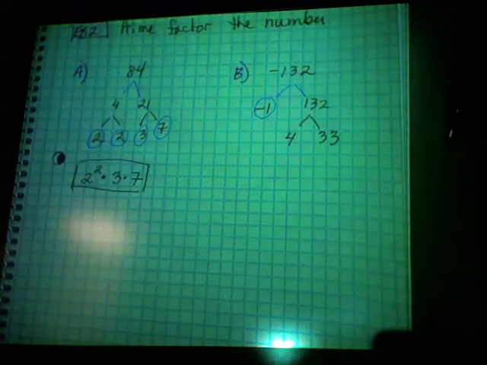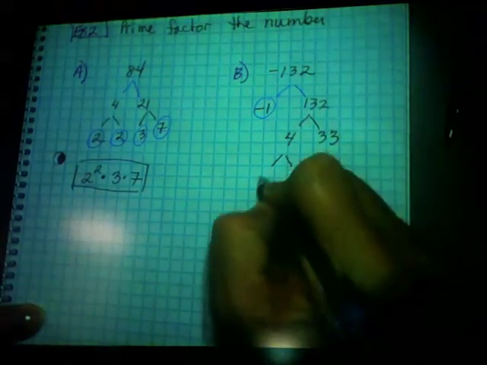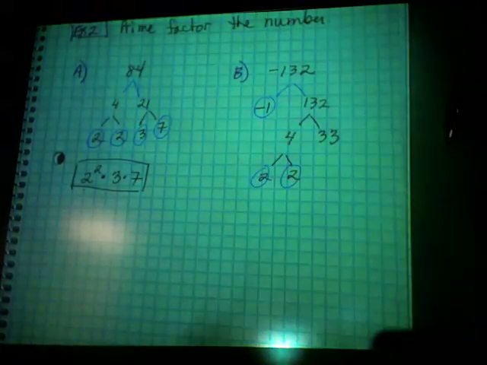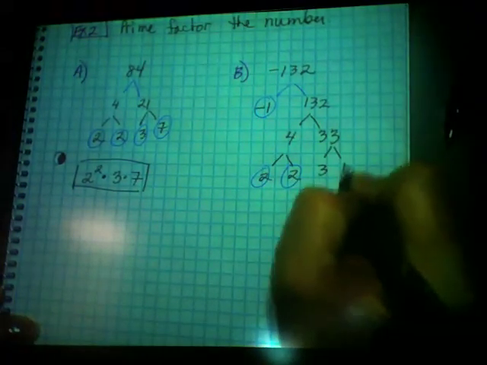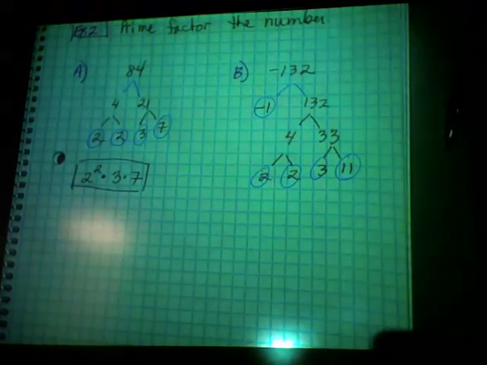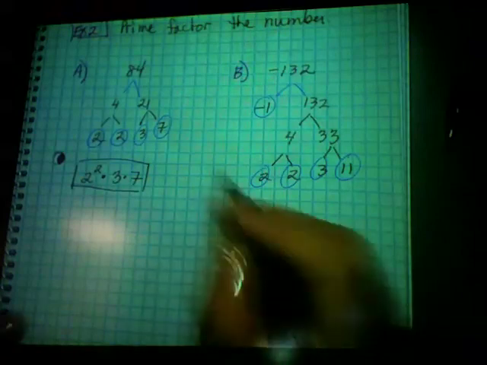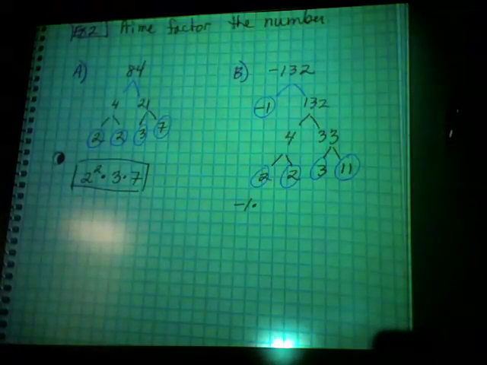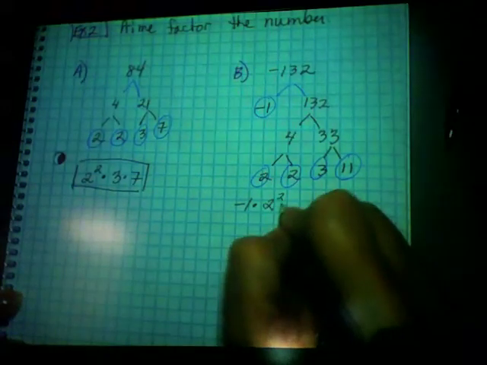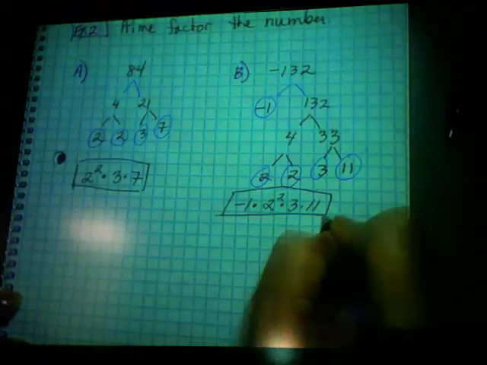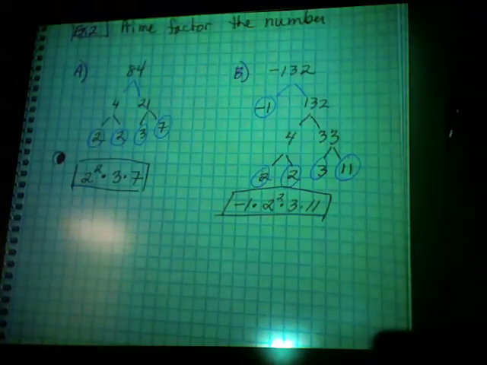And then 4 can be divided out as 2 and 2, which are both prime. And 33 is 3 and 11, which are also both prime. So then when you write out your prime factoring in exponential form, the negative 1 must come first because it is considered the smallest. And then 2 squared times 3 times 11. I know this sounds picky, but if you don't have them from smallest to largest, I am going to count you off, because there's a reason why we do this, and you'll see later.